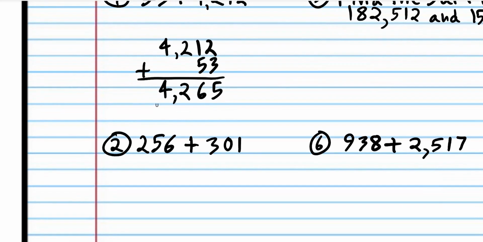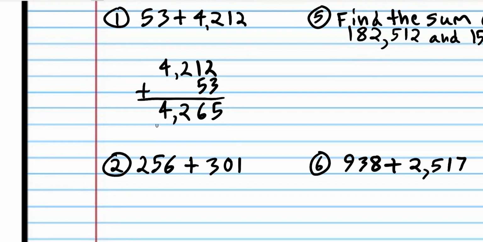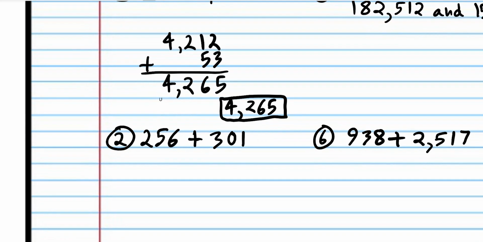All right. So now we showed all of our work there. This is all of our work. Okay, now we have to write the final answer: 4,265, and rectangle it so the reader sees exactly where our answer is. All right.